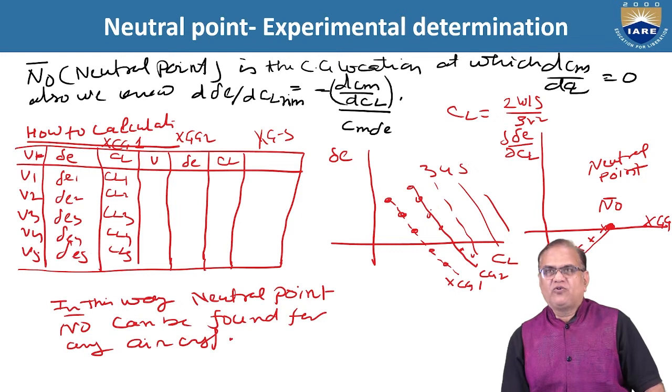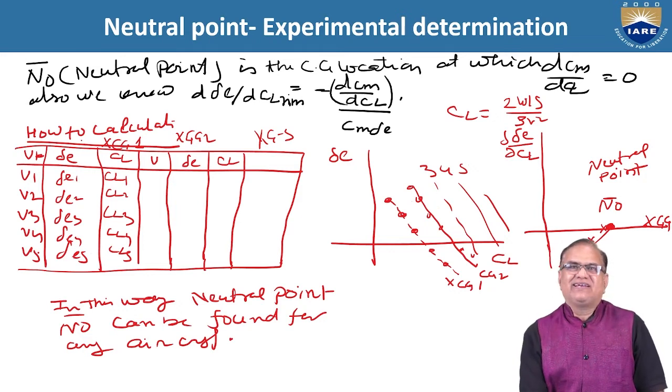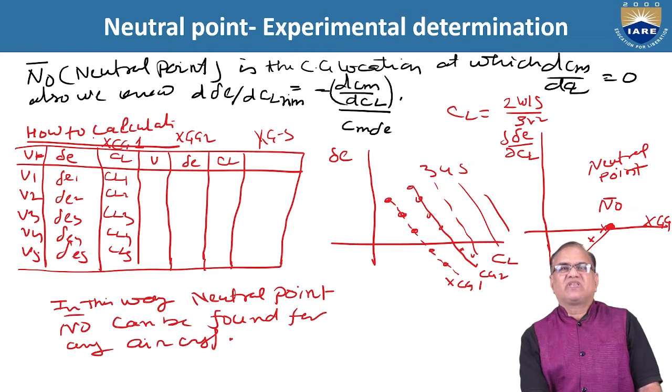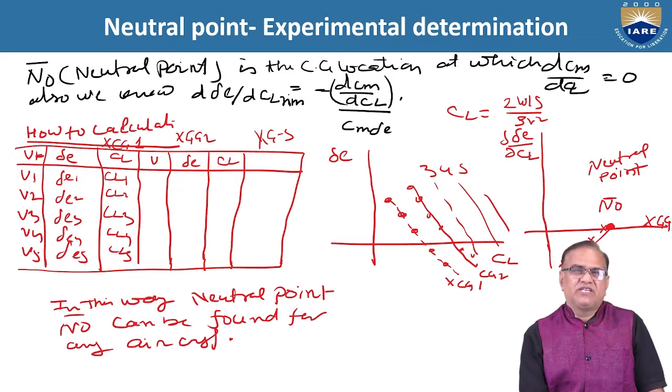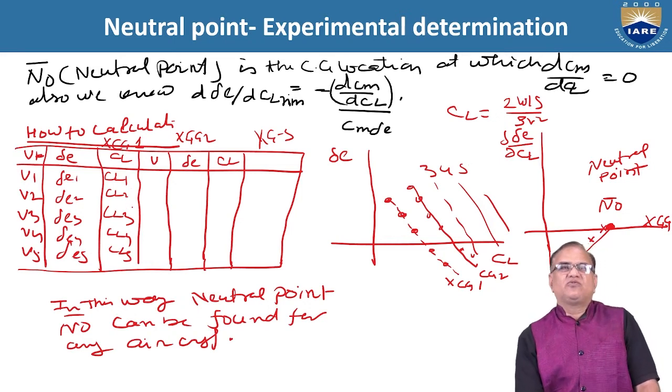So what we have to do is take one CG location. We have to fly the aircraft at a particular speed, that is V1. From this V1, we can find out the CL1. And for this CL1, we have to find out how much delta E is required. In the same way, for different speeds V1, V2, V3, V4, V5, we have to find out delta E1, delta E2, delta E3, delta E4, delta E5. We can also calculate CL1, CL2, CL3, CL4 and CL5 with the help of the speeds.